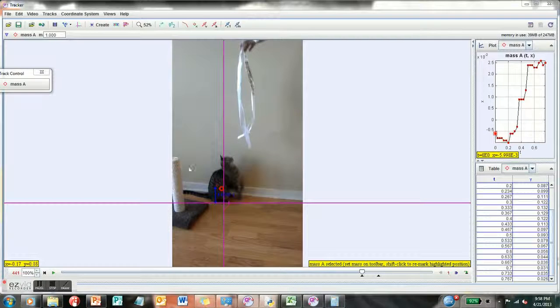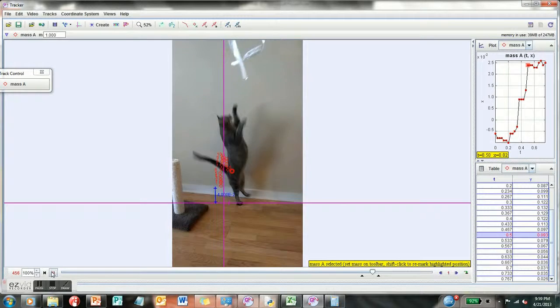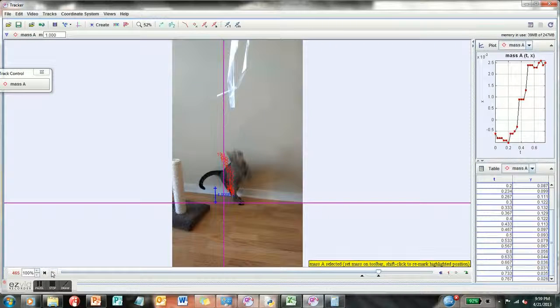Here is the tracker model of my cat as a spring model, and I tracked the Y position at the top of his hip as he jumped, landed, and recoiled.